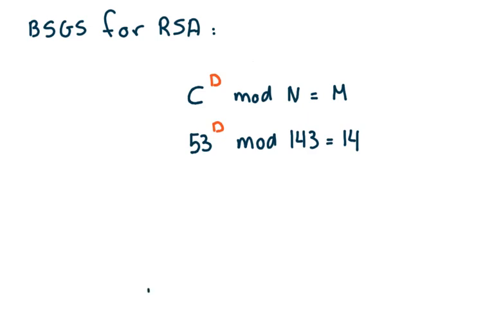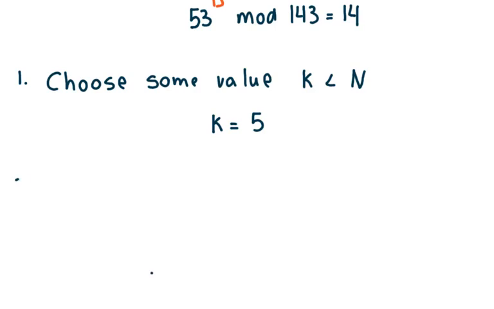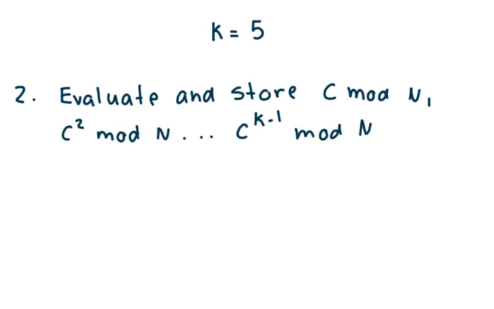Well, the first thing that she's going to need to do is choose some value k such that k is less than n. So let's say that Eve picks k to be 5. 5 is less than 143. So the next thing that Eve is going to need to do is evaluate and store c mod n, c squared mod n, c cubed mod n, until she gets to the value k that she picked. So the last value here, for example, would be c to the k minus 1 mod n. So that would be c to the 5 minus 1 power mod n, or c to the 4th mod n. So since this is a pretty short list, I can just do this manually.